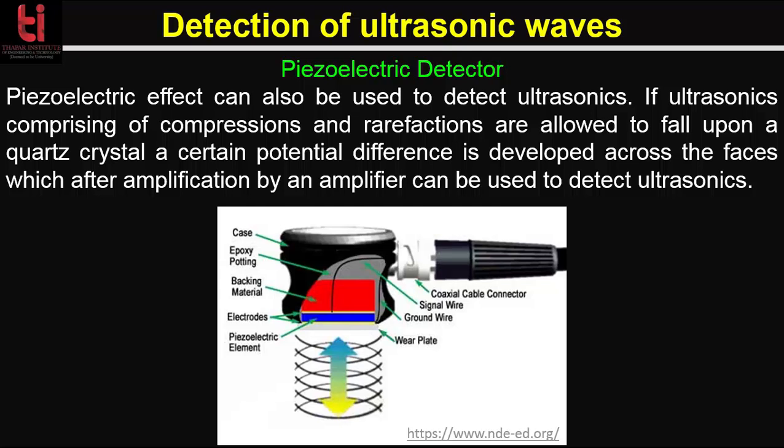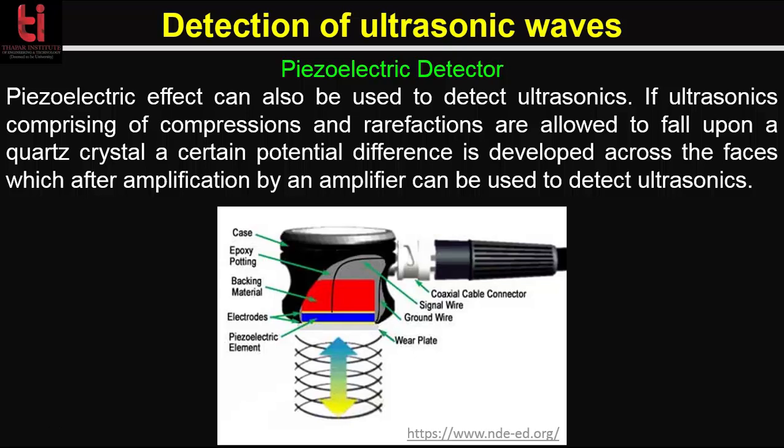So first we will talk about the piezoelectric detector. The piezoelectric detector, or the piezoelectric transducer, is a very important part of an ultrasonic instrumentation system. As I have discussed in the previous part, where I discussed the production of ultrasonic waves, a piezoelectric element can convert electrical signals into mechanical vibrations. That is actually the transmit mode if you think about a transducer, and converting mechanical vibrations into electrical signals is the receiving mode. So the piezoelectric effect can be used to detect ultrasonics.